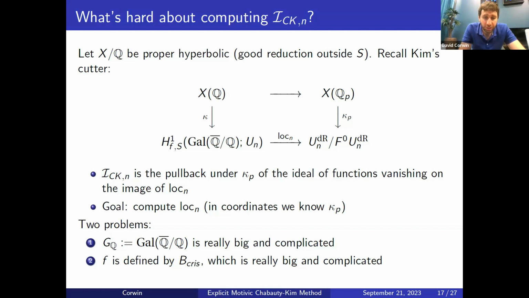And so these Selmer conditions, well, away from p, it's just going to be something like unramified outside S. But at p, okay, you have this p-adic Hodge theory condition, this crystalline condition. So it's defined by this p-adic period ring B-crys, which is really big and complicated. Okay, so these two things are really big and complicated and make it difficult to explicitly understand the Selmer variety.